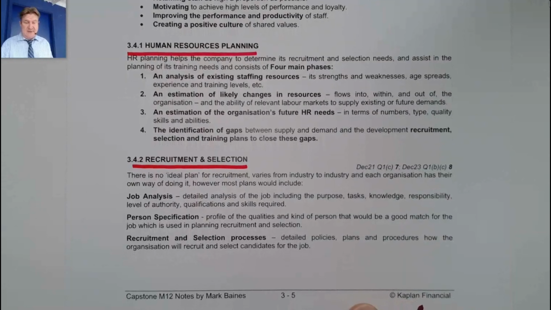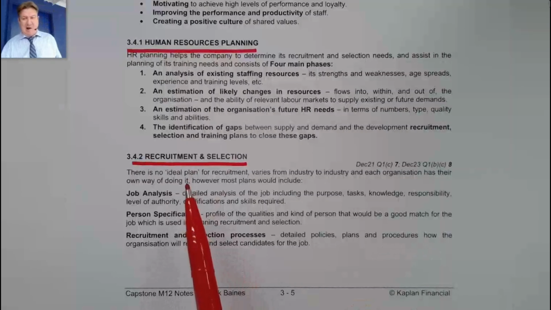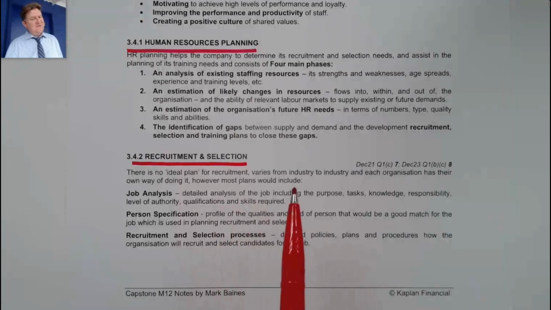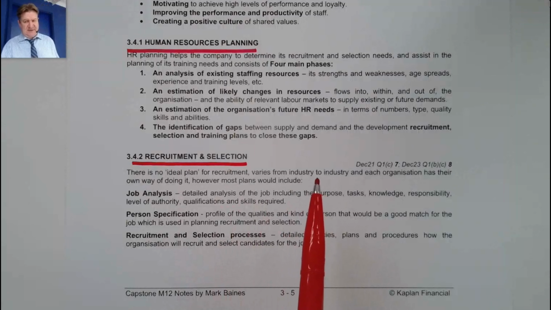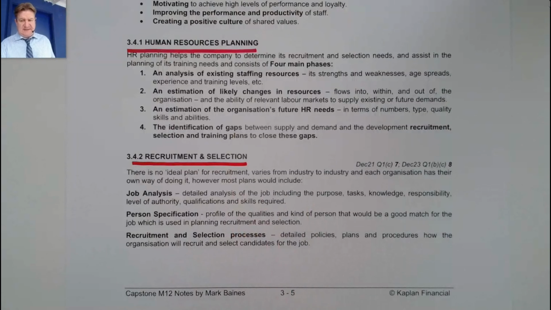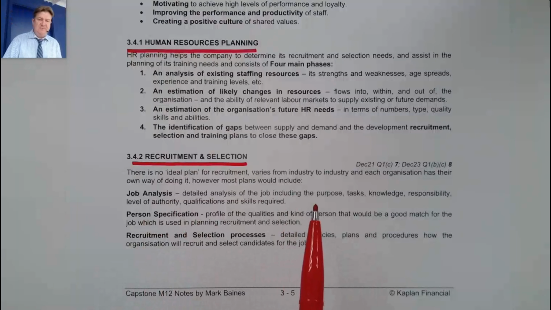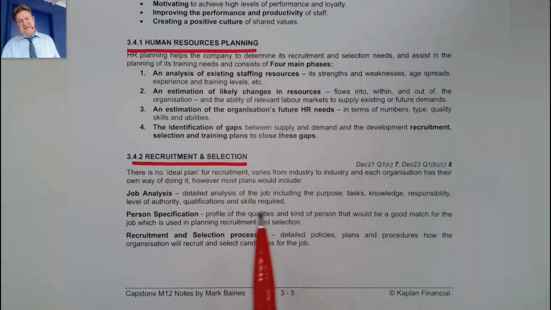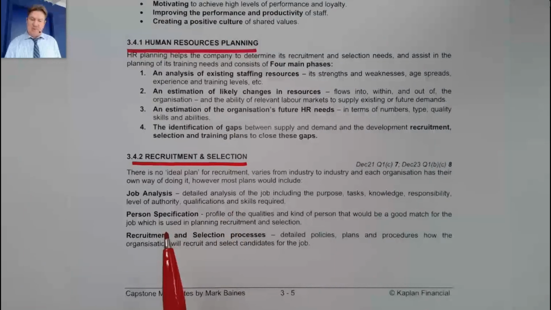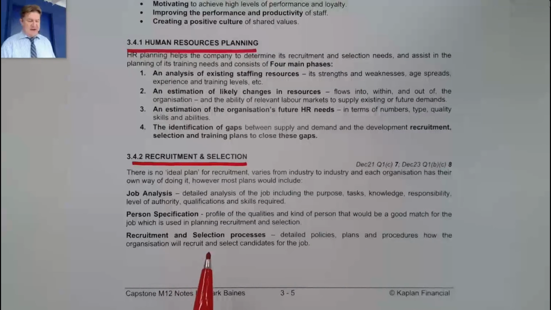Although in the actual exam there's no ideal plan for recruitment, as it varies from industry to industry, most plans would consist of the following. We'd have our job analysis. This is a detailed analysis of the job: the purpose, the tasks, the knowledge and skills required, the sort of person we're looking for, a person specification. And then we'd have more detailed recruitment and selection processes.